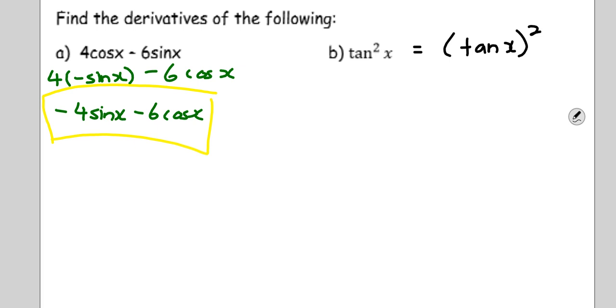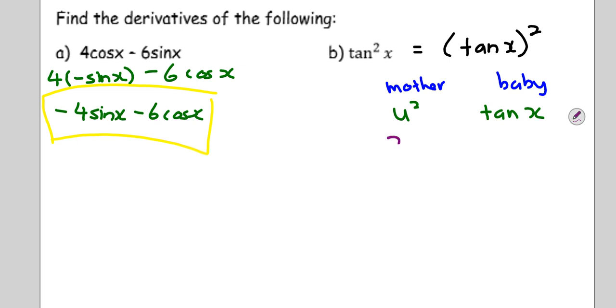Okay, Miss Melody. What's the mother? U squared. Good, yes, mother is u squared. And the baby? Tan x, yeah. So mother is u squared, baby is tan x. And then I just tend to write the derivatives of both underneath them.